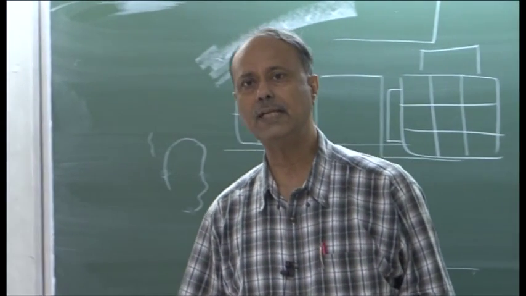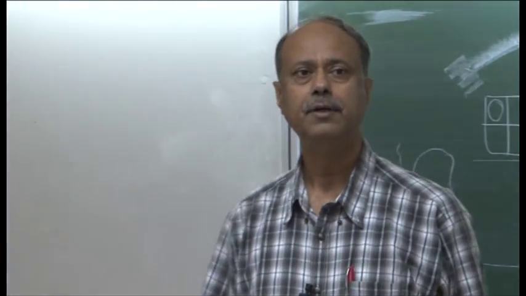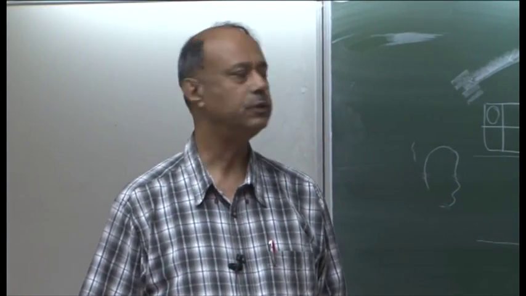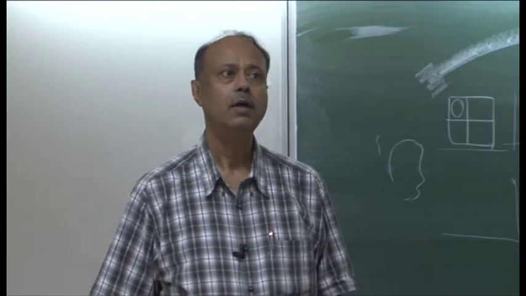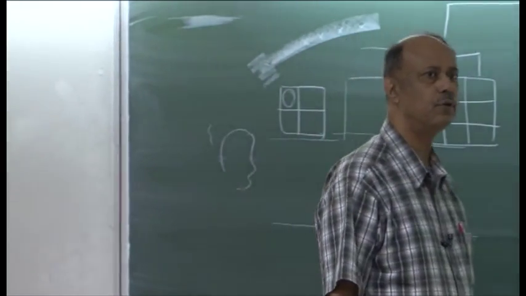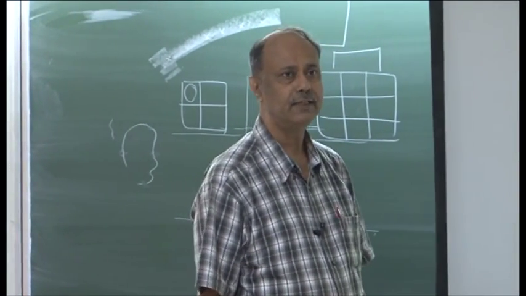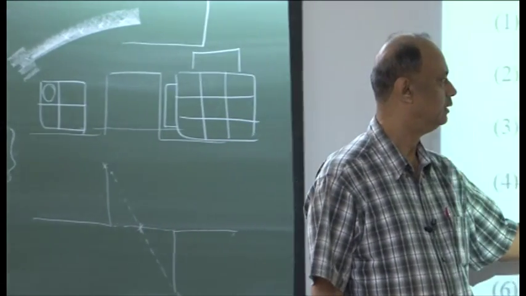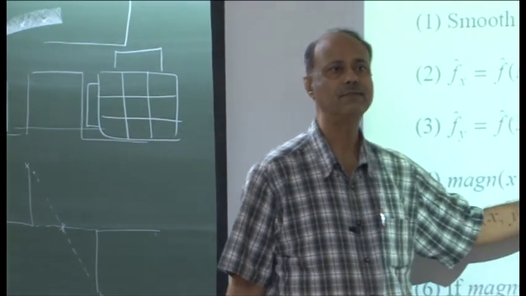So, once you know del f by del x and del f by del y, I am just adding them with absolute values, right. I could have taken the square root, because I should have taken the square root of this square plus this square, but it is a very costly thing.